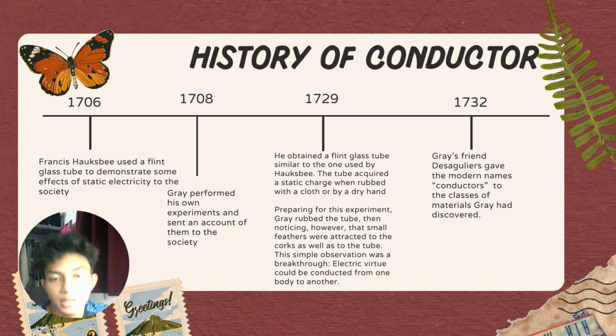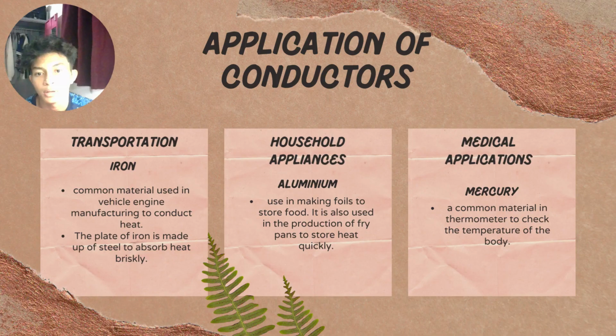And after Gray died in 1732, Gray's friend Desaguliers gave the modern name, conductors, to the classes of materials Gray had discovered. The applications of conductors. There are three examples of application: the first one is transportation, next household appliance, and the last one is medical applications.